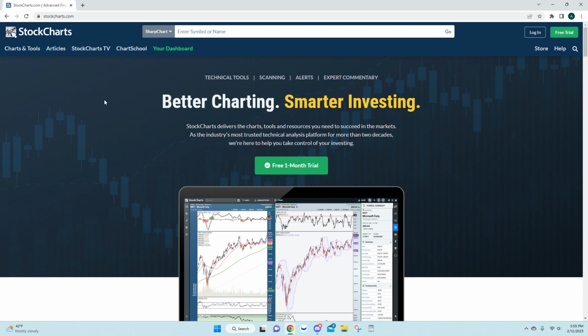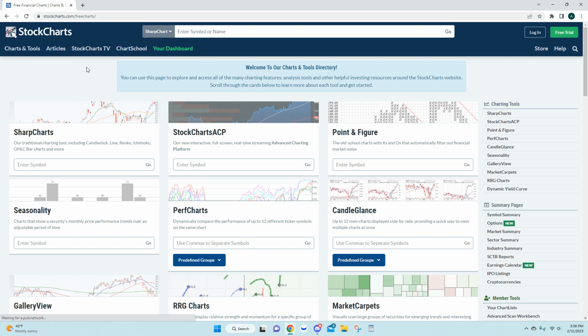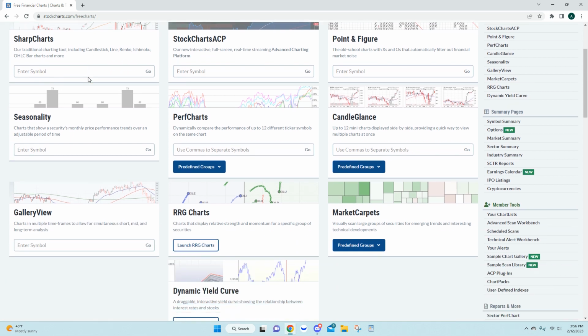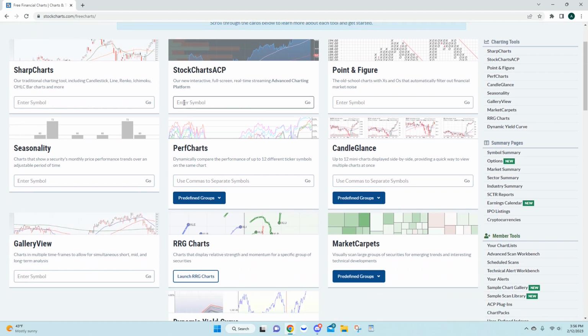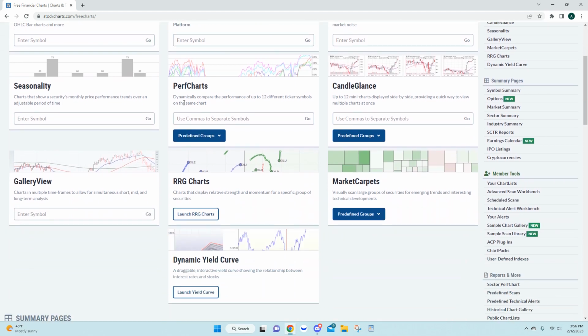Our website is called stockcharts.com. Like I said, it's free, and this would be your main page. You can see I don't even have a profile right now. So let's dive in here. I'm always in the charts and tools area. When you come in here, it's going to look really overwhelming. You do have a lot of information in here if you want to dive around and all that.